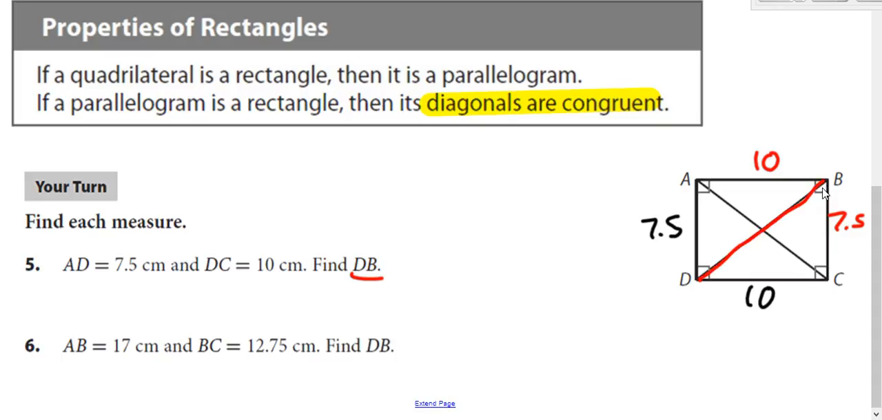When we draw that in with these sides that we know some stuff about, we get a right triangle. So we get a right triangle with a side of 7.5 and another side of 10. We're trying to find the third side, the hypotenuse. And to find that, we can do the Pythagorean theorem.